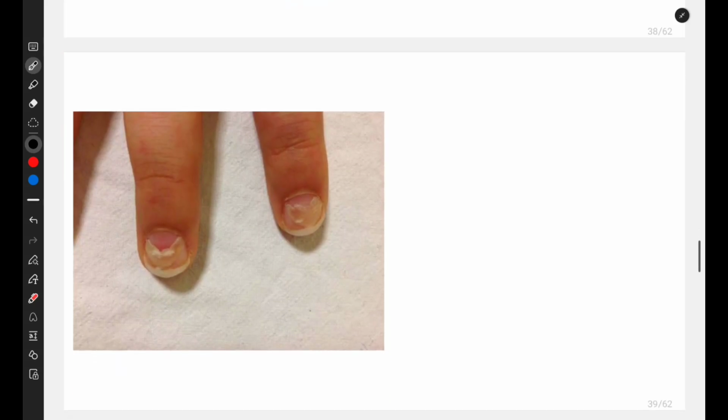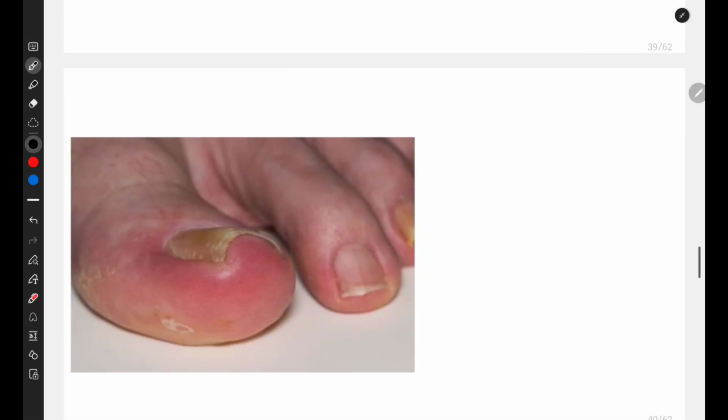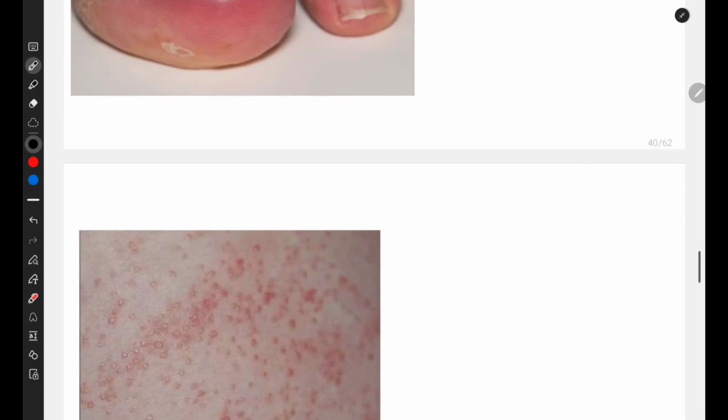And this is called nail fracture, also called onychorrhexis. In that there will be fracture of nails. Then coming to onychocryptosis. This is a toe ingrown nail. That's called onychocryptosis.